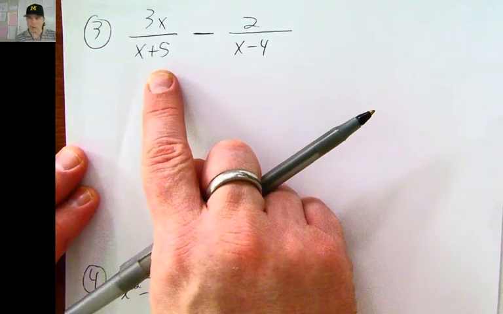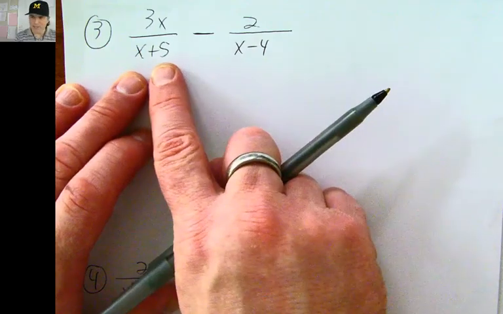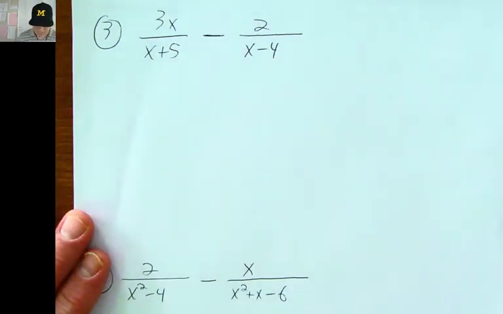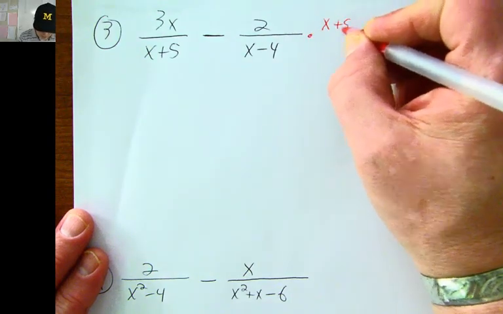Number 3. Ooh, now we're getting to some subtraction problems. This one has an x plus 5. This one has an x minus 4. So they're kind of missing. Each denominator is missing the other one.